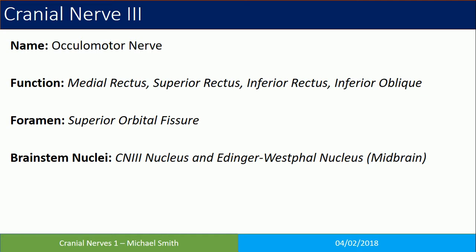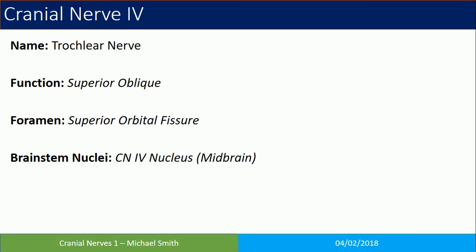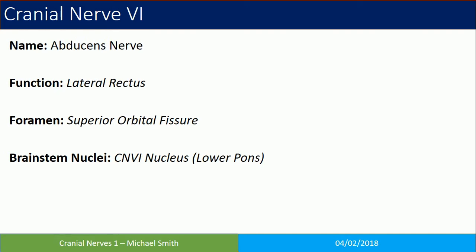So now we're going to move on to our cranial nerves that move our eyes. We'll start with cranial nerve 3, which is our oculomotor nerve, meaning eye movement. This has the function of moving 4 of our 6 muscles that move the eyes: our medial rectus, superior rectus, inferior rectus, and inferior oblique. We then have cranial nerve 4, which does our superior oblique, and this is called our trochlear nerve, and cranial nerve 6, which is our abducens nerve and does our lateral rectus.